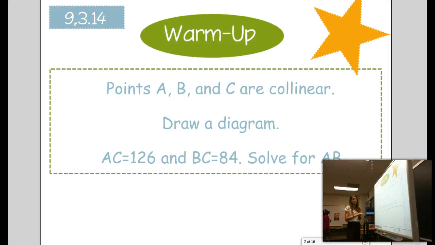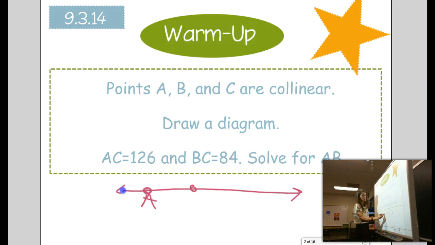All right, so let's draw a diagram. Did you draw a line? Start off drawing a line. And then you drew points A, B, and C on that line because they're collinear. They're on the same line. So A, B, C. Cool. Check. Done with that. AC is 126.